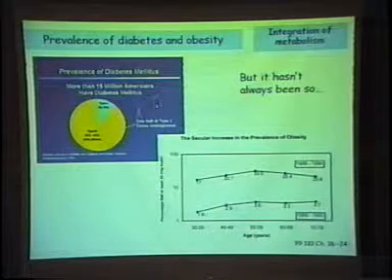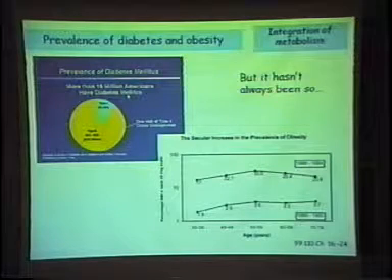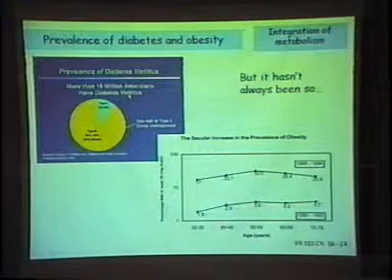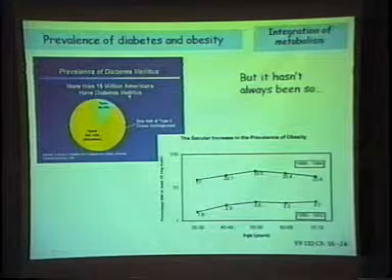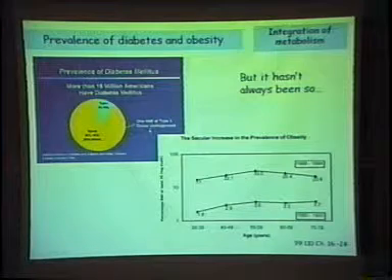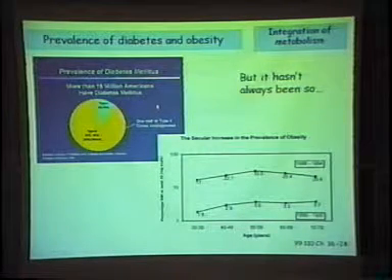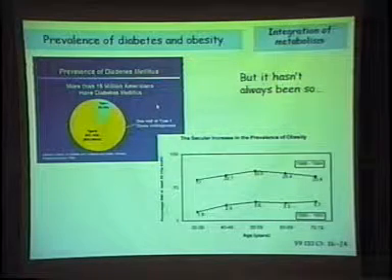So just how serious is it? 16 million Americans have diabetes. 16 million. You could populate New York twice over with people with diabetes. And at least half of them aren't diagnosed yet. So the effects of the disease are progressing without any effort at control.